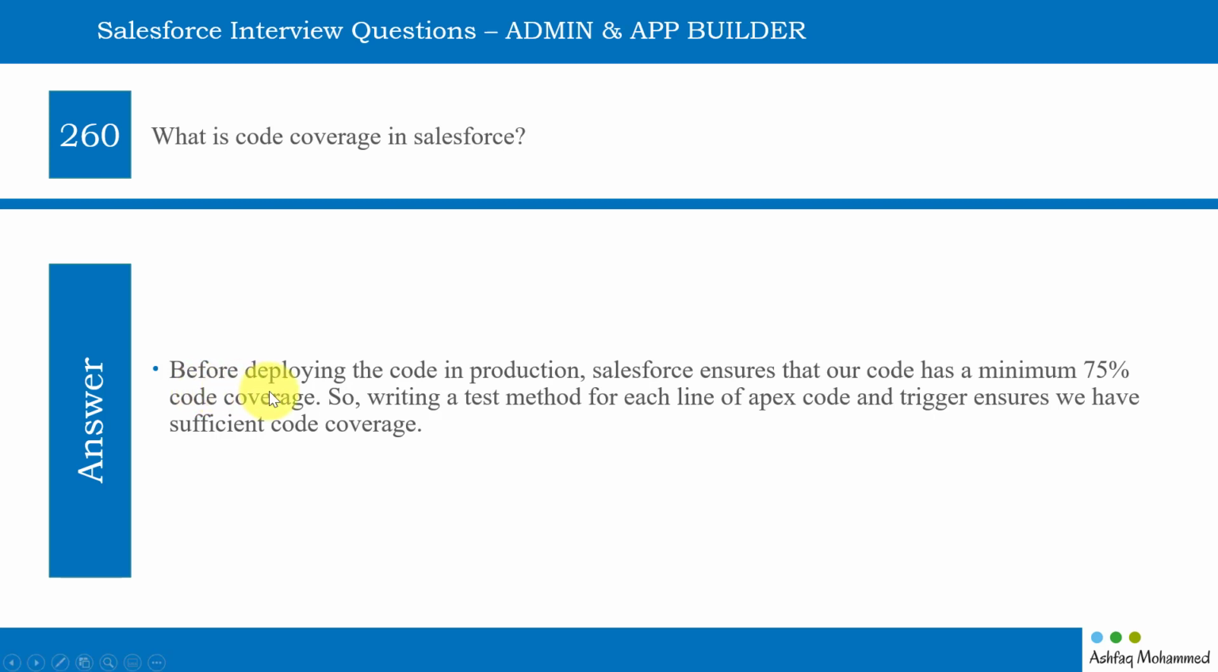So typically, they will be the person deploying, if they don't have a separate team for deployments wherein they have CI/CD setup and all those things, right? Before deploying the code into production, Salesforce ensures that our code has minimum 75% of code coverage, right? So writing a test method for each line of Apex code and triggers ensures that we have sufficient code coverage. Developers know this, but this is just an FYI for the administrators.